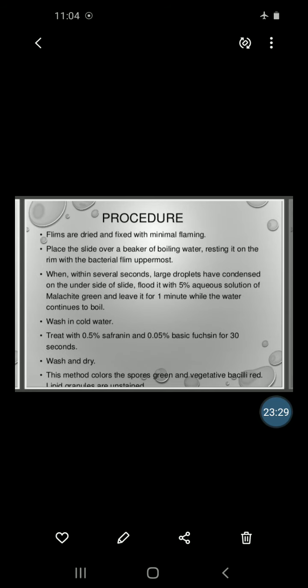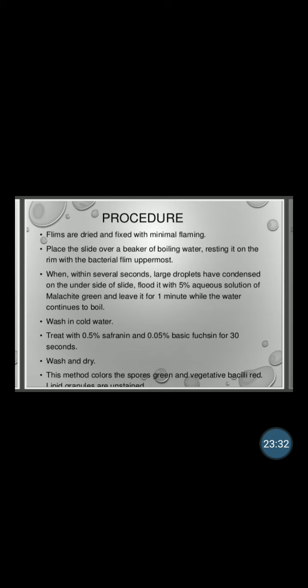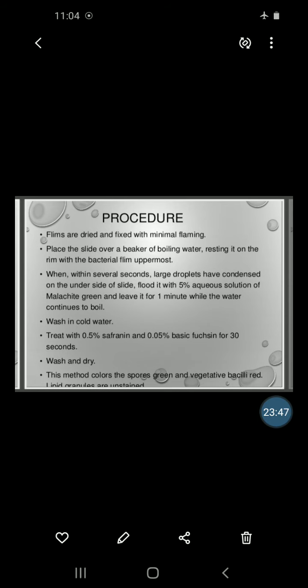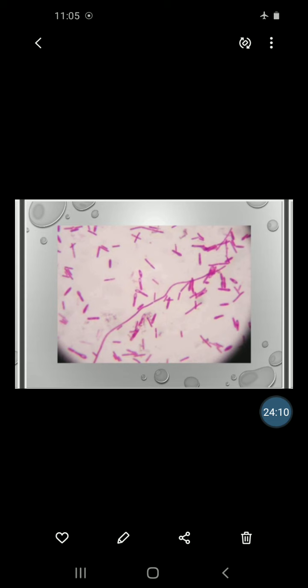Then treat with 0.5% safranin or 0.05% basic fuchsin for 30 seconds. Then dry it. This method colors the spores green and the vegetative bacilli red, and lipid granules are unstained. Here we can see the endospores.